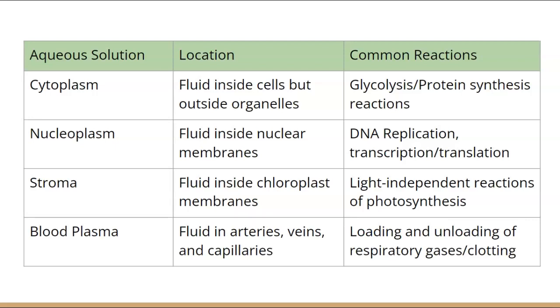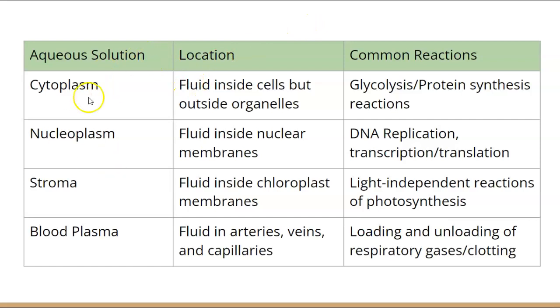So you have 4 aqueous solutions, right? Cytoplasm, nucleoplasm, stroma, and blood plasma. You have a location on where those aqueous solutions are found, and you have the common reactions that we are going to talk about ad nauseum. You will be pros at all of this, okay?